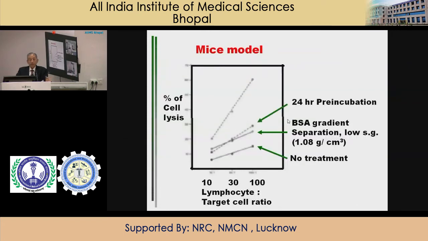If you take these particular cells and keep them 24 hours in incubation in medium, this is what we call 24-hour pre-incubation, and that also will increase the activity of the lymphocytes. If these two techniques are combined, the pre-incubation plus BSA gradient separation, then we will get drastically increased activity. That is, you are separating the particular cells that are very active against the cancer.